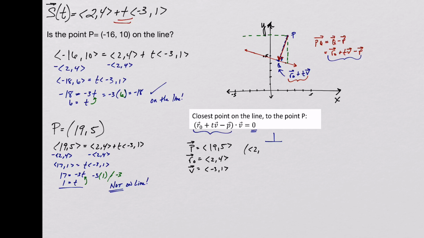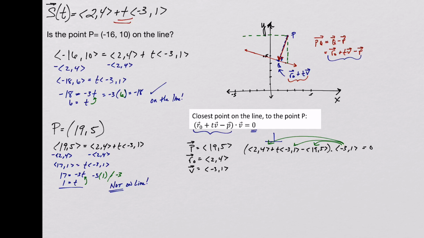So we've got 2, 4 plus T times -3, 1, minus P, which was 19 and 5, dotted with the direction vector, which was -3 and 1, set equal to 0. Alright? And so now in order to solve this, I'm going to distribute this dot product to each term inside the parentheses. So I'm going to do the dot product of this, the dot product of that, and the dot product here. And then I'll collapse and simplify all of these terms.